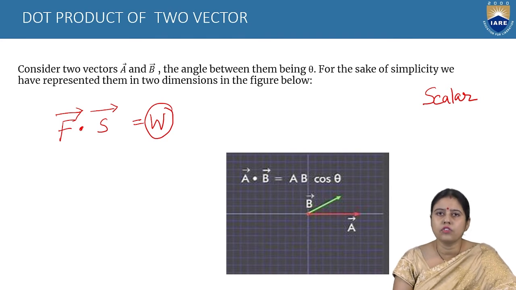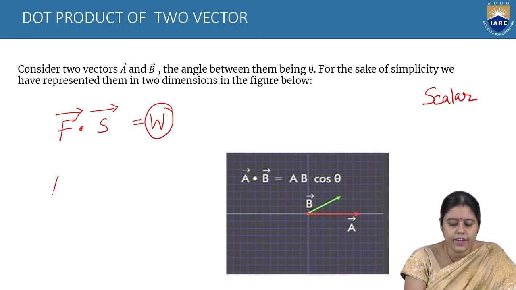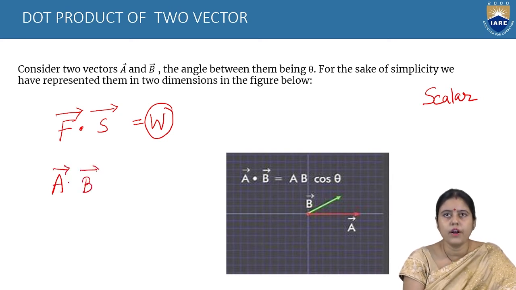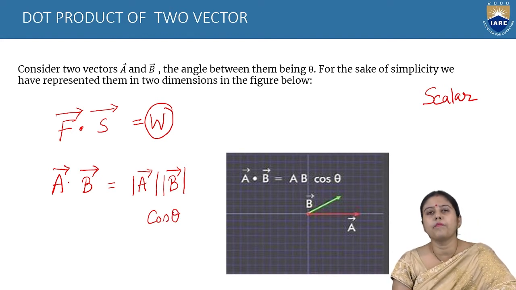So what is the dot product? Dot product is a multiplication of two vectors and the resultant is a scalar quantity. And if we write A dot B, what is the value? A dot B is equal to the magnitude of A into the magnitude of B cos theta.